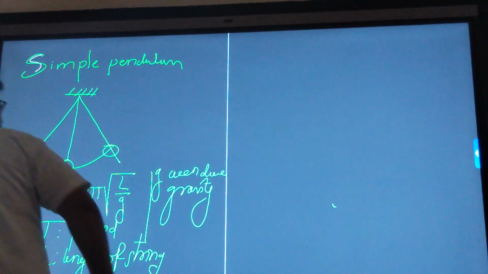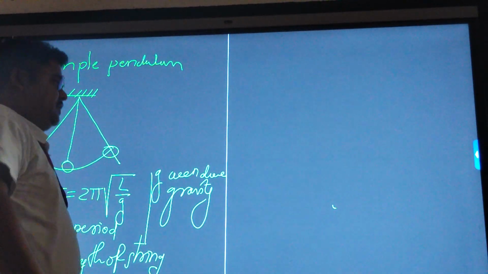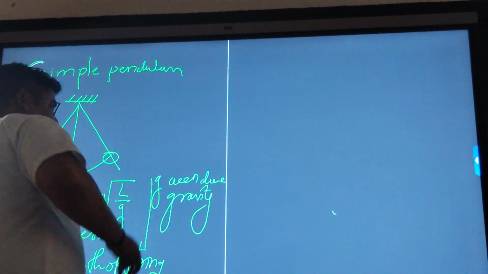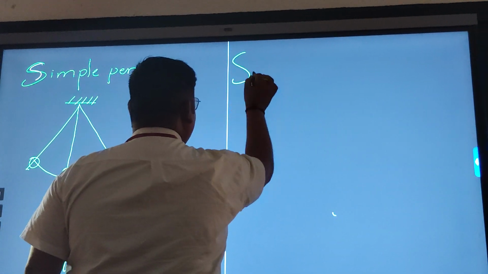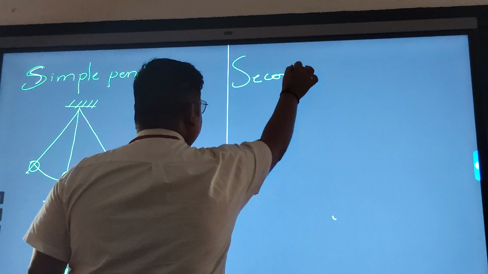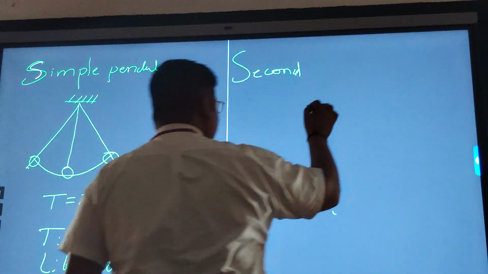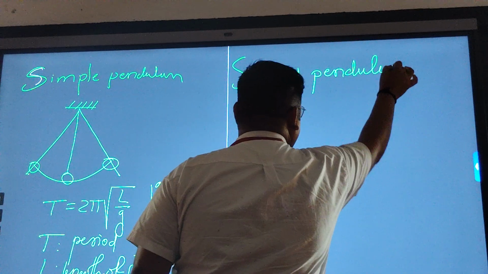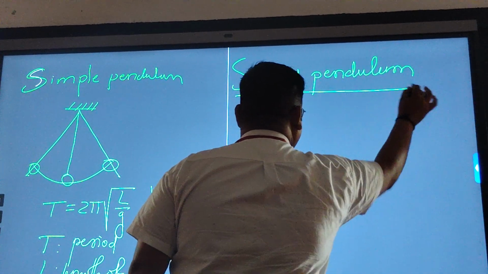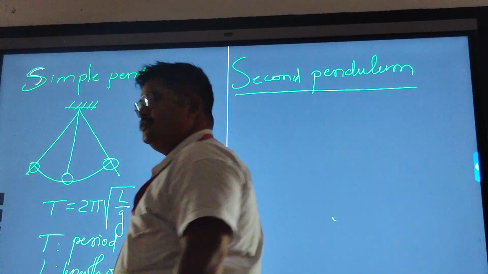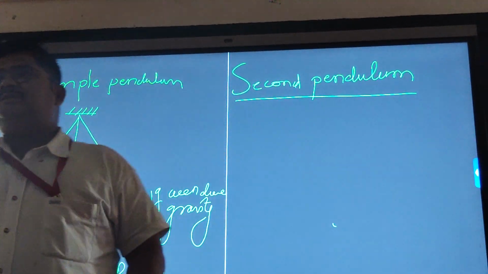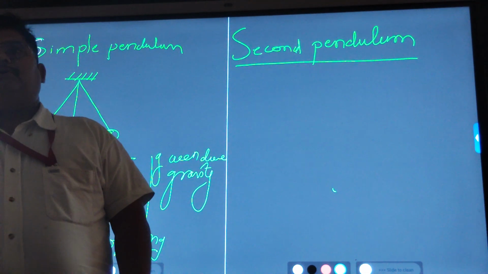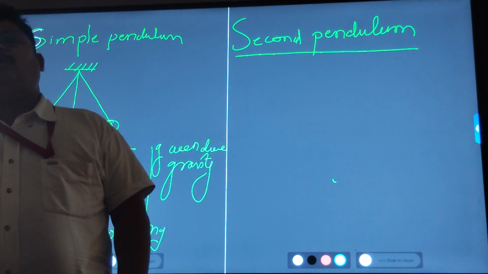Right. Now we have to see the second pendulum. What? Second pendulum. Listen my dear, जिस तरह नाम है उसी तरह उसका अर्थ है. Second means those pendulum which require 2 seconds for their oscillation.